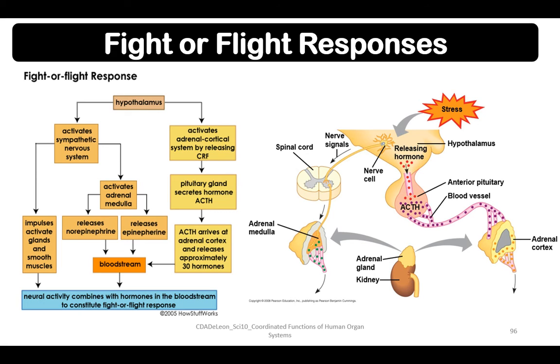On the other part of the hypothalamus, ito yung fight or flight response. It activates the adrenal cortical system, CRF, pituitary glands, its hormones ACTH, and it arrives at the adrenal cortex and releases approximately 30 hormones. So, it will go directly to the bloodstream and magkakaroon ng epekto sa tao, no? Para kumilos agad.